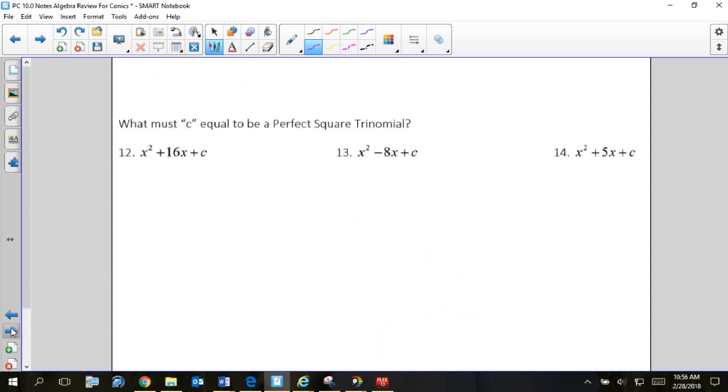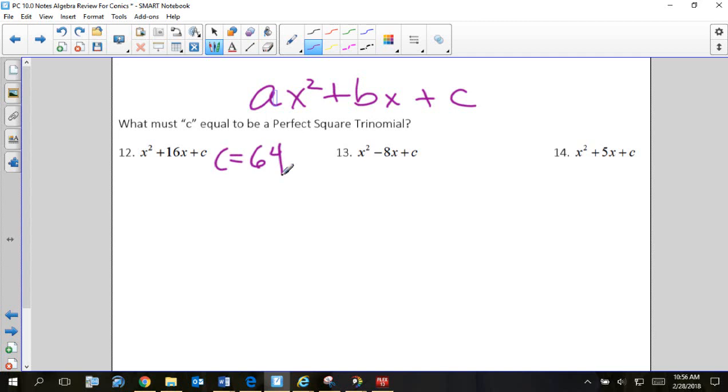Next section, what must C equal to be a perfect square trinomial? All of these are in the form of ax squared plus bx plus c, and you can see where c is. What must C equal in number 12 to make that a perfect square trinomial? 64 is correct. How? How do you know?